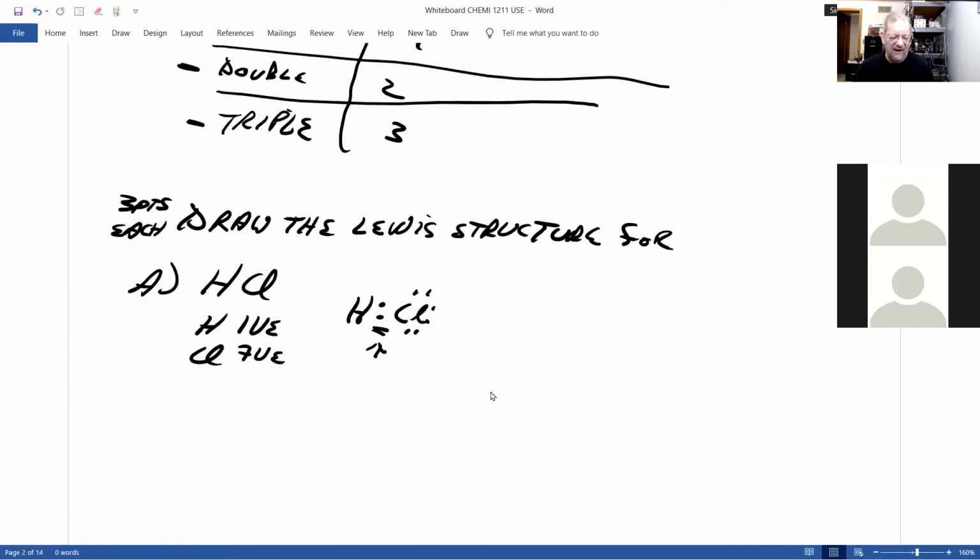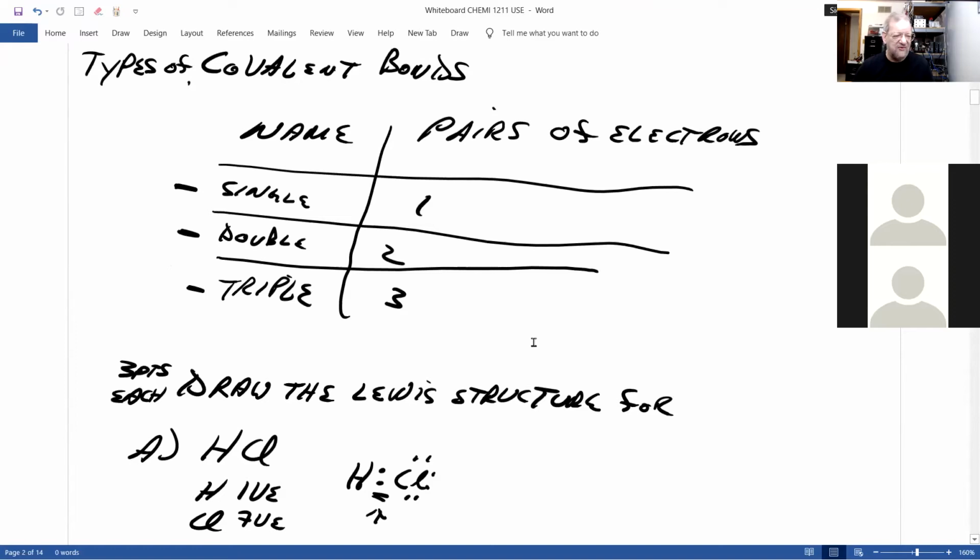And what kind of bond holds the hydrogen and chlorine together? 1 pair of electrons. Oh, look, someone was nice enough to write this nice table on my whiteboard, and that's a single bond.